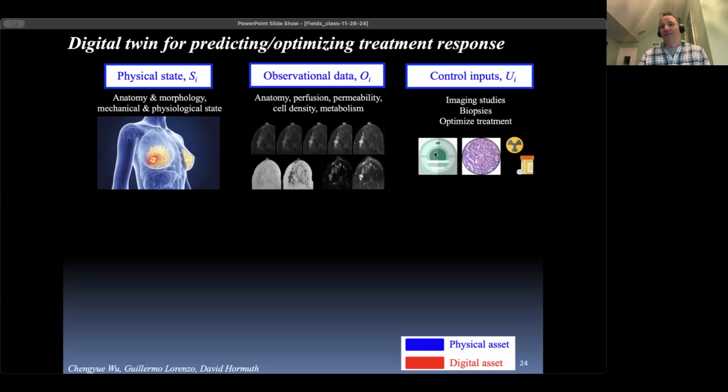Then there are things you can do to the system. You can order additional studies. You can order follow-up biopsies. You can try to change the treatment. These are things you can do to the system. So these 3 all exist in the real world.